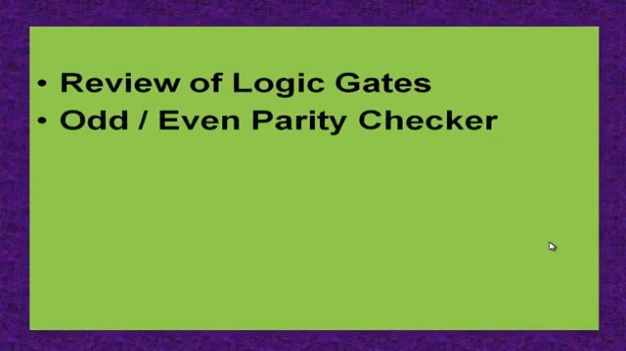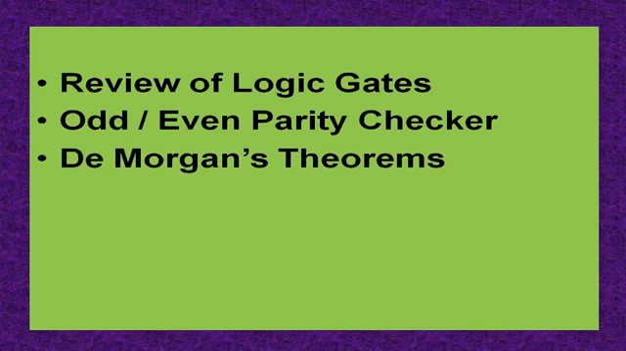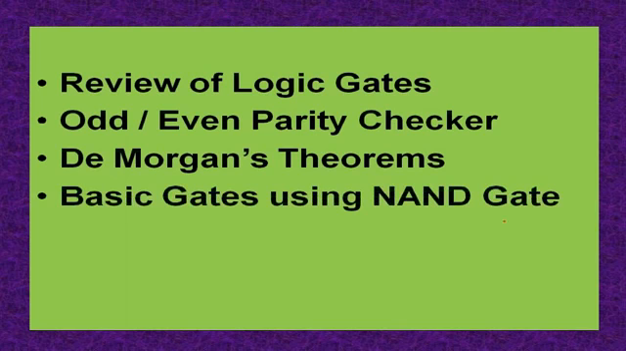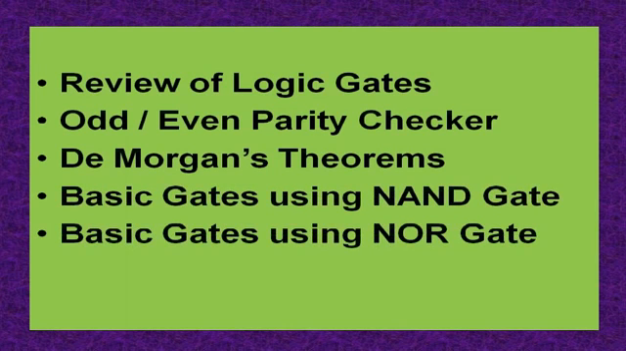In this video lecture we are going to learn about review of logic gates, odd even parity checker by using XOR gate, and De Morgan's theorem. There are two types of De Morgan's theorem. Then basic gates using NAND gate and basic gates using NOR gate, because NAND gate and NOR gate, both the gates are called universal building blocks. So we can construct any gate by using these two gates. Okay. Now let's see review of logic gates.